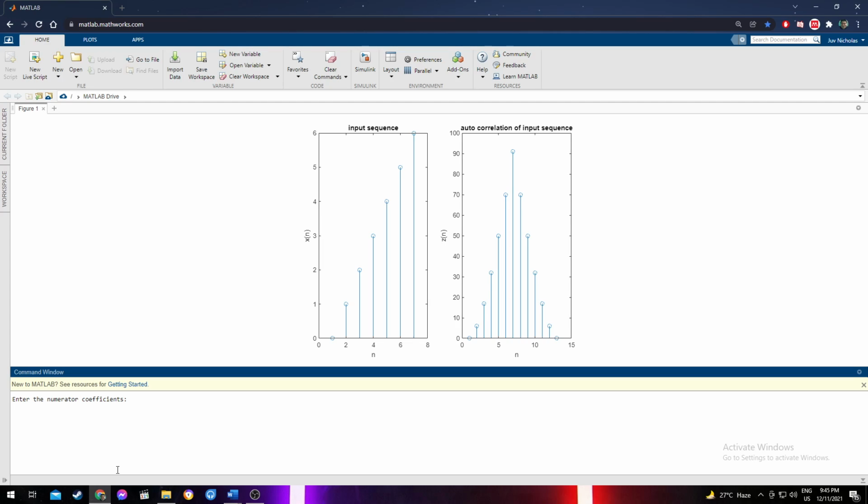So to do this, we must first turn the given equation into a fraction. So our numerator would become x of n plus 2x of n minus 1. Our denominator will be y of n minus 3/4 y of n minus 1 plus 1/8 y of n minus 3. So our numerator coefficients are 1 and 2. And the coefficients of the denominator are 1, negative 3/4, and 1/8.